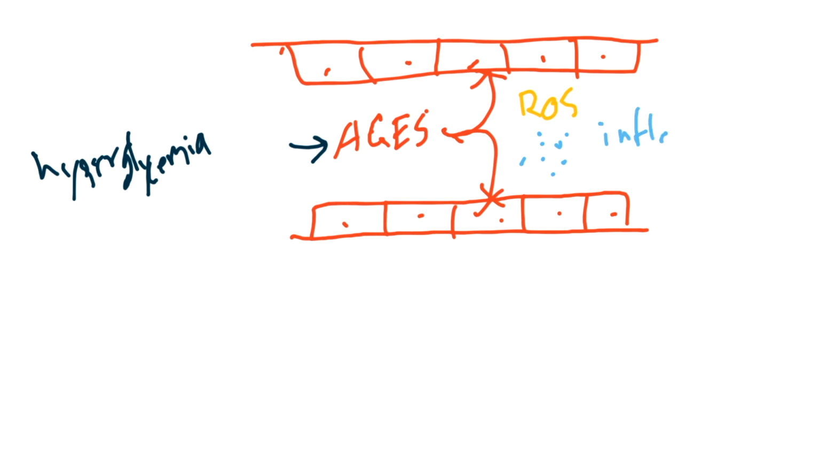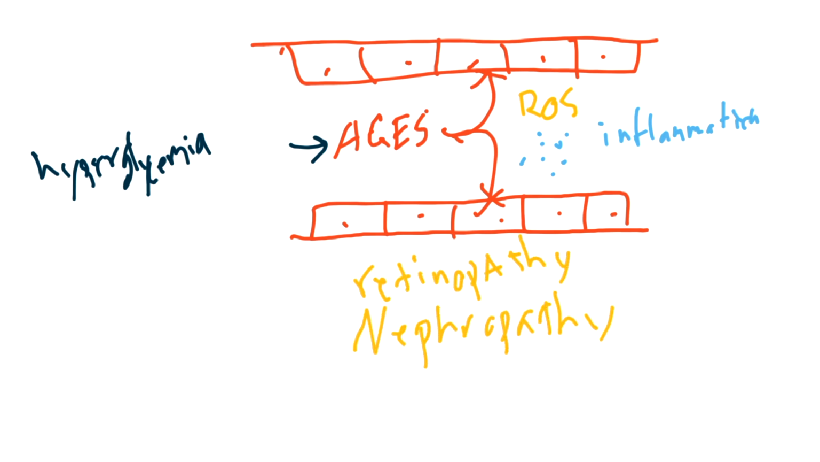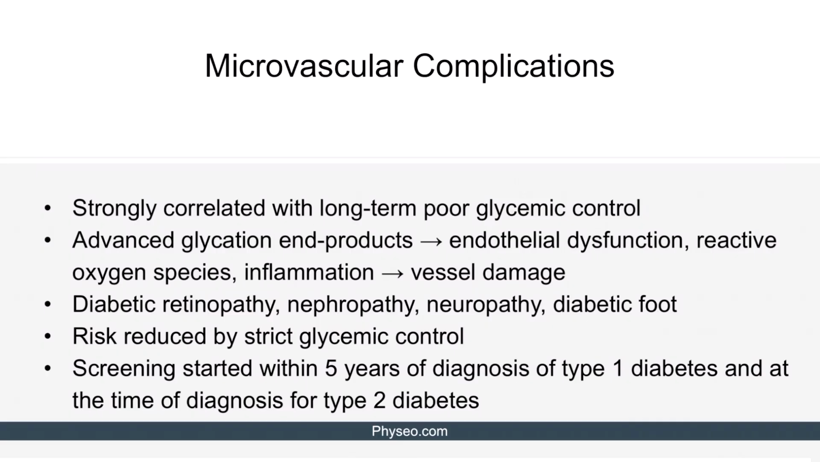The most commonly affected vessels are the retinal vessels, which causes retinopathy, and glomerular capillaries, causing nephropathy. Also there's the vasa nervorum, which are the small vessels supplying peripheral nerves, and that's what causes neuropathy. Now let's come back to this slide. There's endothelial dysfunction, and that's responsible for diabetic retinopathy, nephropathy, and neuropathy. And hyperglycemia has a direct toxic effect on neurons, which contributes to diabetic neuropathy.